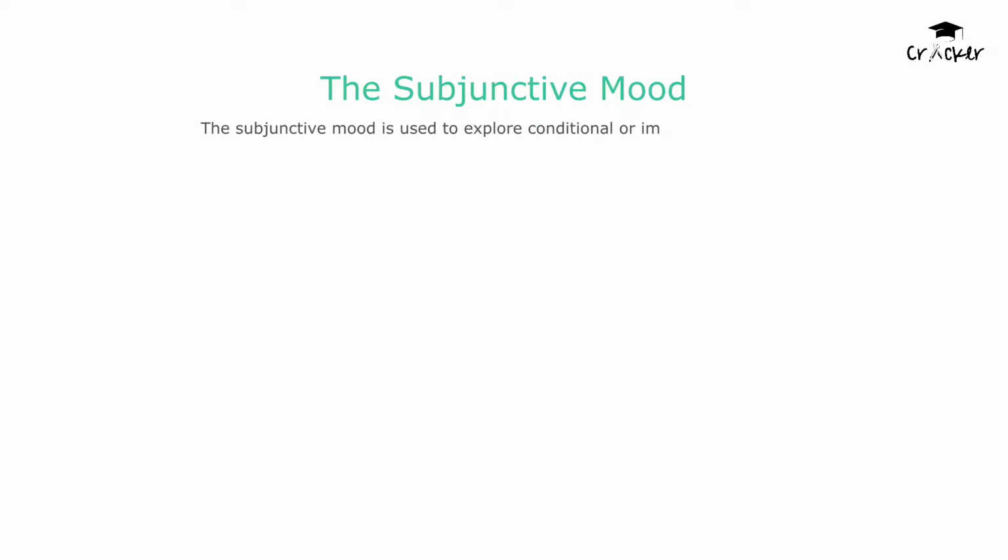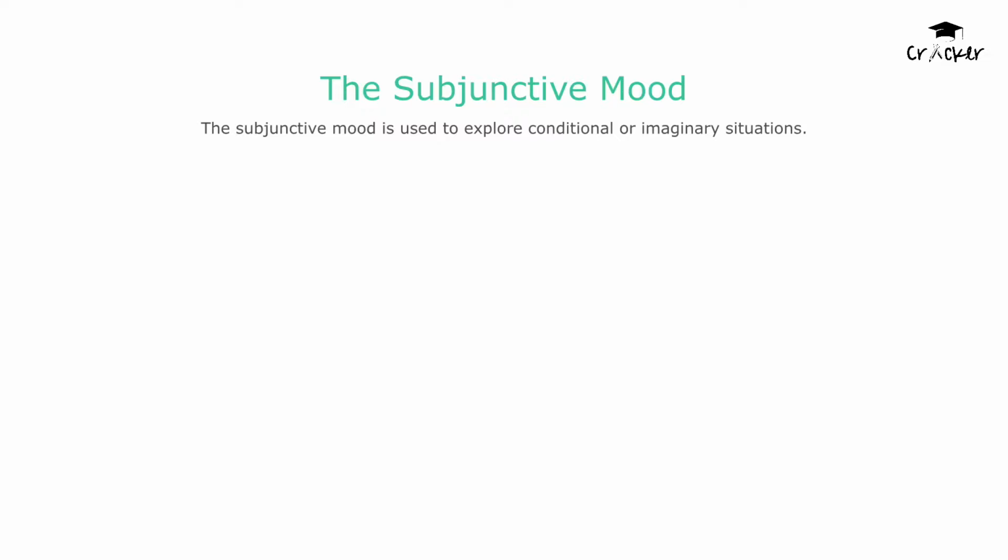Today, we're diving into a fascinating aspect of the English language, the subjunctive mood. It's a bit tricky, but with a little practice, you'll master it in no time. In English, the subjunctive mood is used to explore conditional or imaginary situations. It's not as common as other moods, but it's crucial for certain expressions.